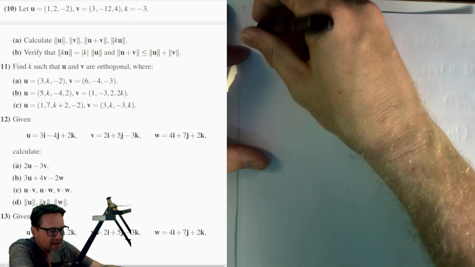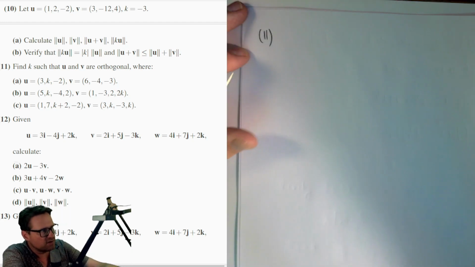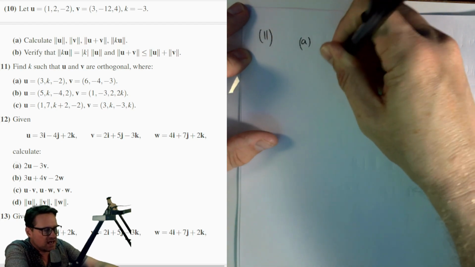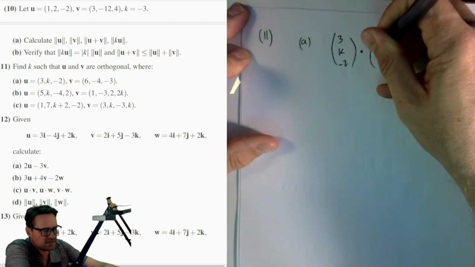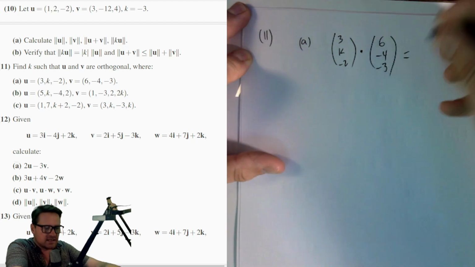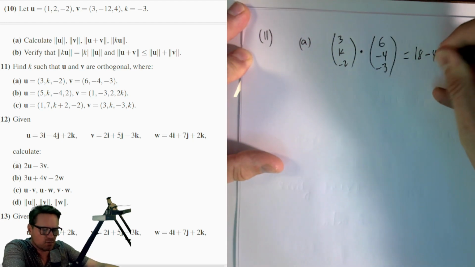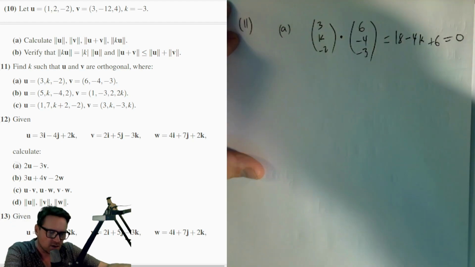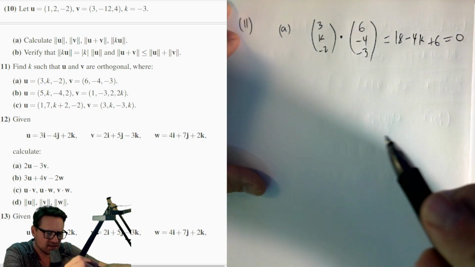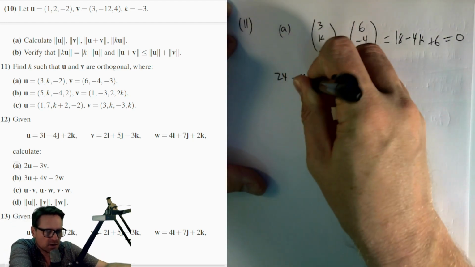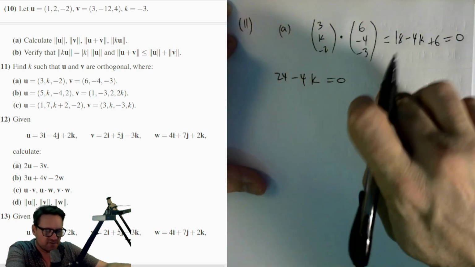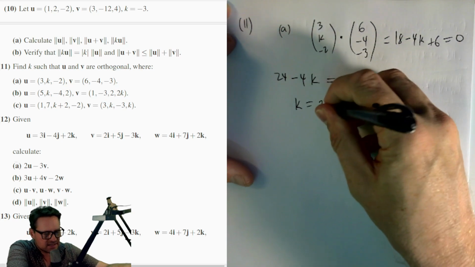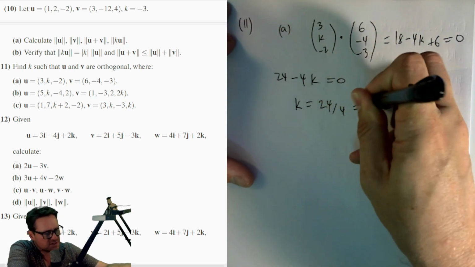Okay, question 11. Find k such that u and v are orthogonal. So in part A, we have (3k minus 2) dot (6 minus 4 minus 3) is equal to 18 minus 4k plus 6, which we suppose is equal to 0. And so that is 24 minus 4k equals 0. Take the 4k over to the right-hand side and then divide by 4. And so we get k is equal to 24 over 4, which is 6.